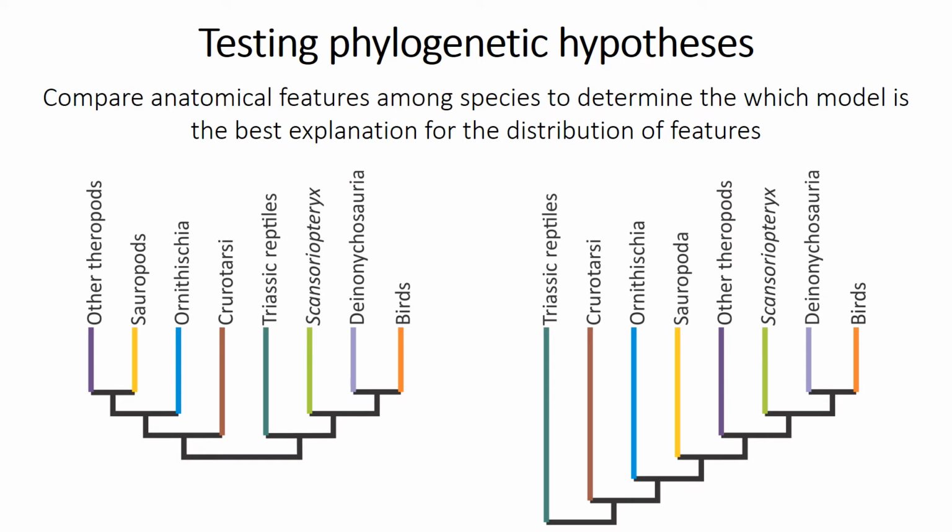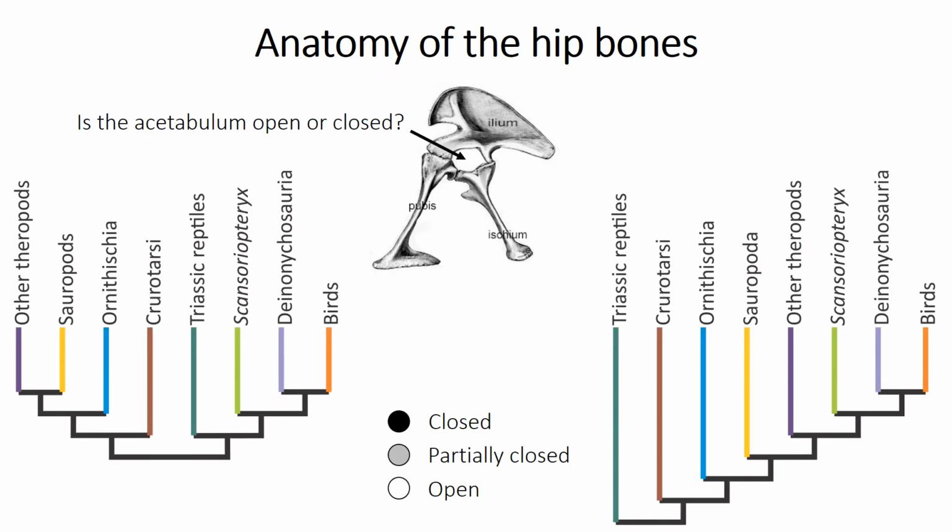So we can't do this for real in our class because it requires looking at hundreds of features, but we'll go through a few features just as an example of how this is done. So for example, let's start by looking at the anatomy of the hip bones. So is the acetabulum, which is the opening where the three hip bones meet, is it open or is it closed? And so we can mark this characteristic onto our phylogeny. So, for example, other theropods and sauropods and ornithischian dinosaurs and Archosauria and birds all have an open acetabulum. So I've marked them as open on the tree.